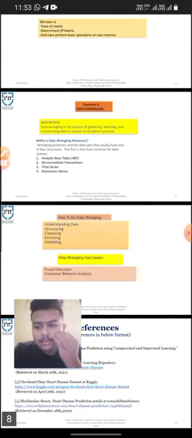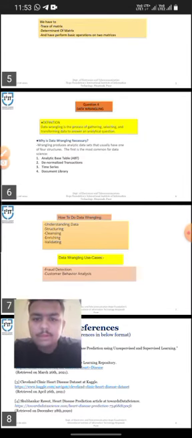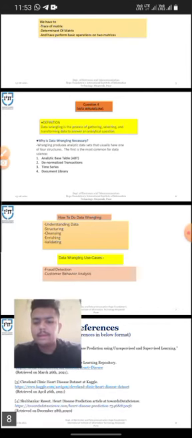Wrangling produces analytic data sets that usually have one of four structures. There are four structures. First is the analytic base table, ABT. Second is denormalized transactions. Third is time series. Fourth is document library. One by one we discuss these. First of all, the analytic base table, ABT.